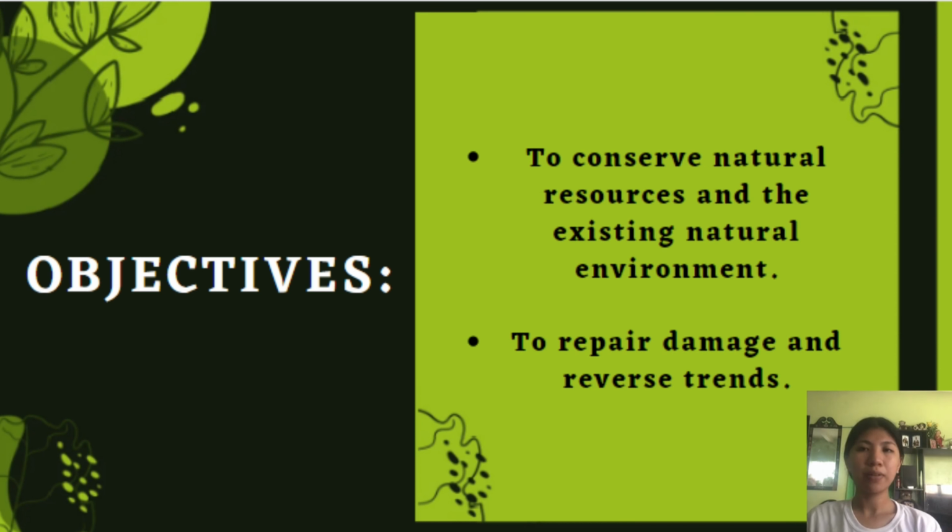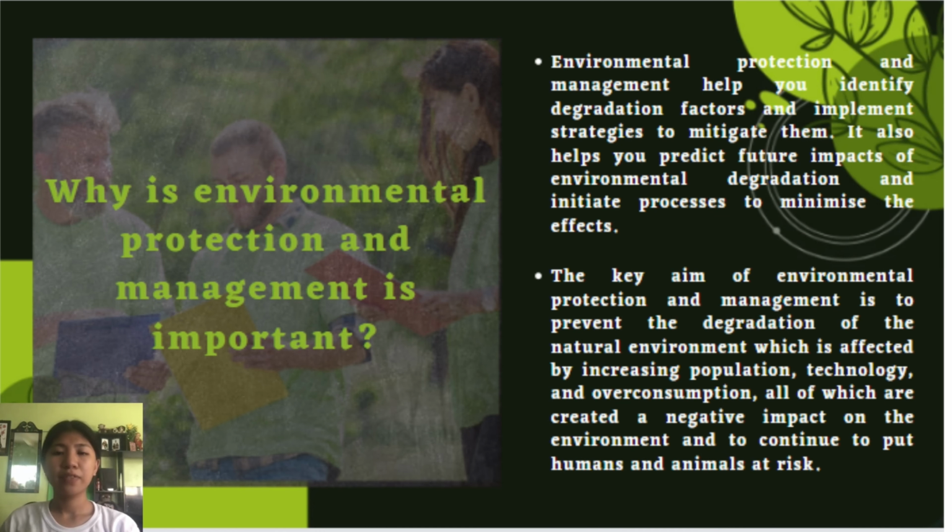To effectively repair the damage and reverse the trends, it is important to clearly identify the source of the problem and develop strategies to address it that are both long-term and sustainable. Why is environmental protection and management important? Environmental protection and management help you identify degradation factors and implement strategies to mitigate them. It also helps you predict future impacts of environmental depreciation and initiate processes to minimize the effects.